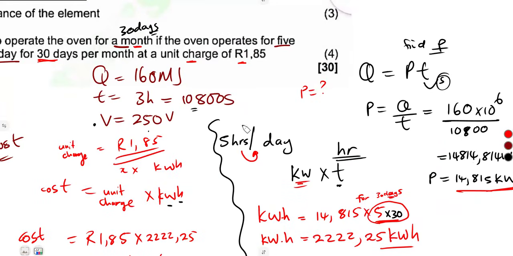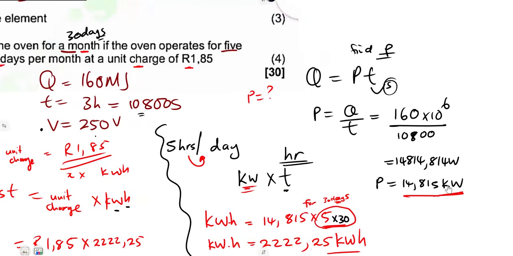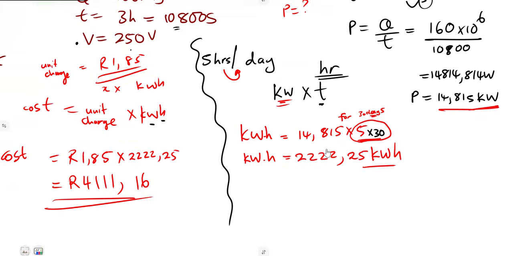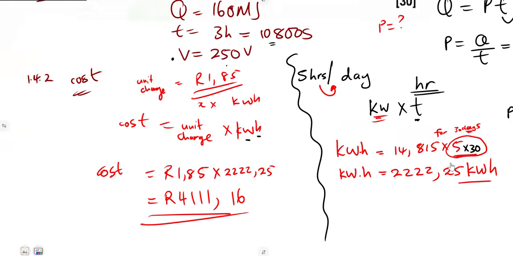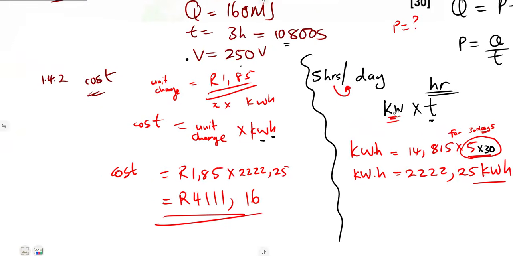This information was given hand in hand. So it just helps us to find the power. Only that, to find the power. And your power must be in kilowatts so that you can have the kilowatt hour. Convert your power to kilowatts. All right. So that is it.